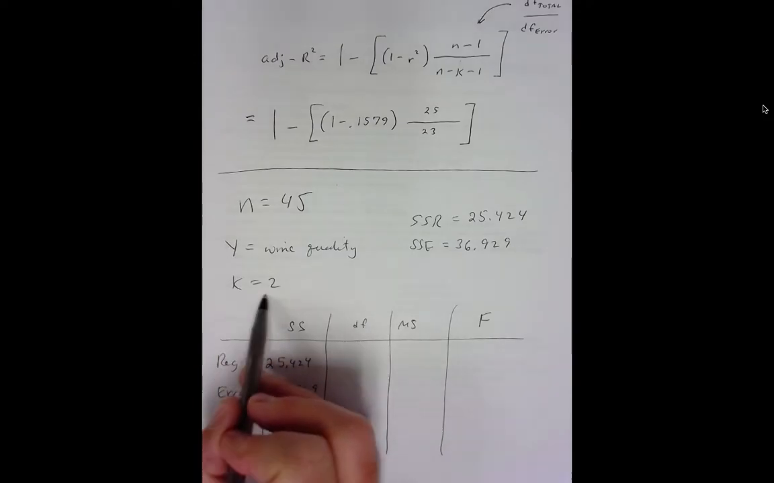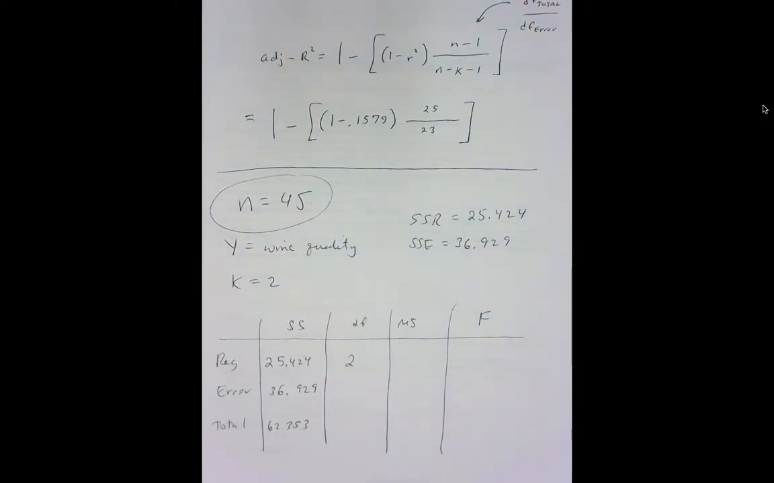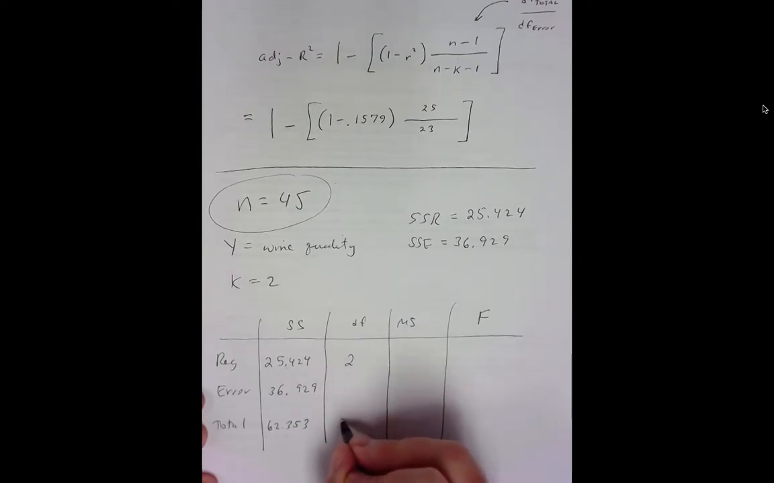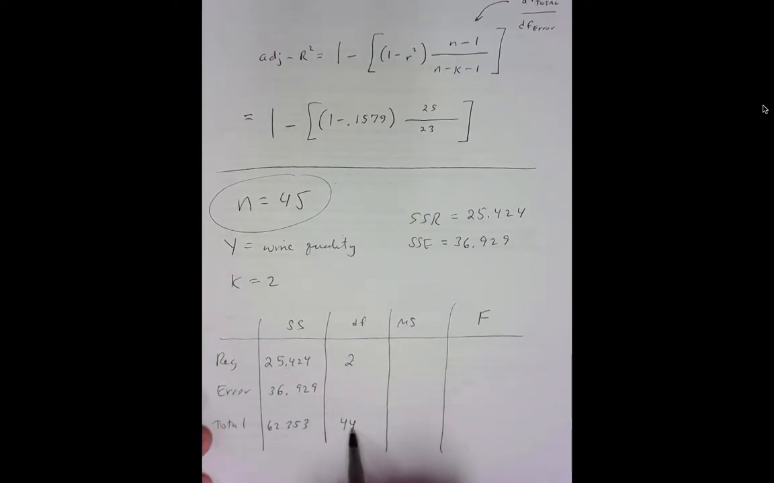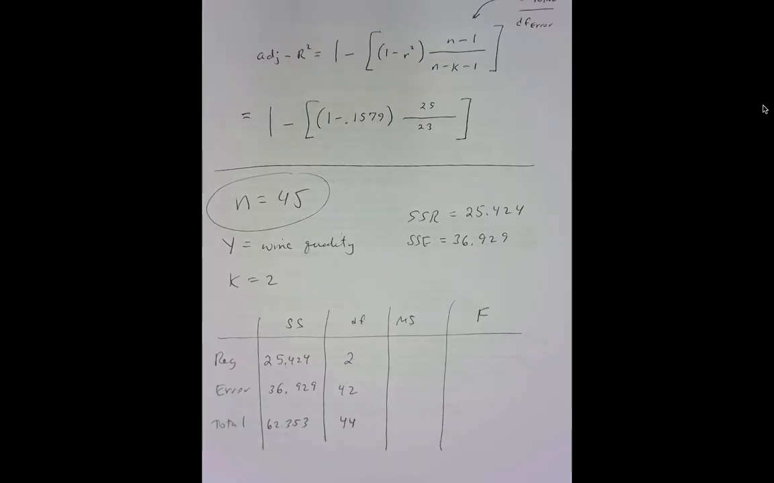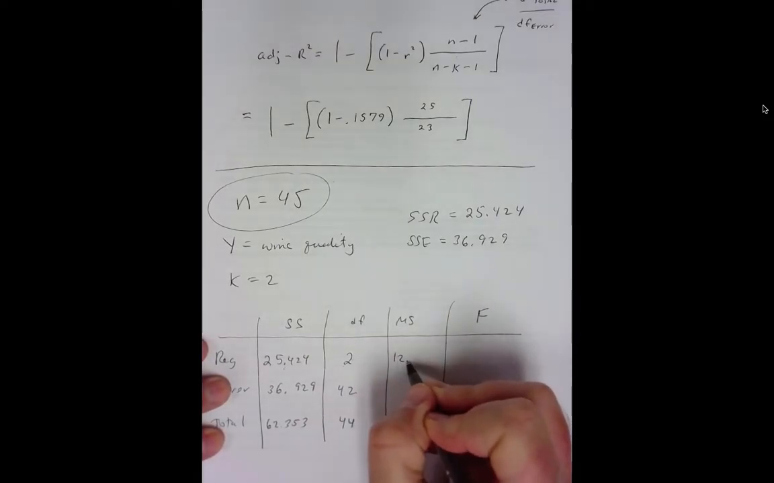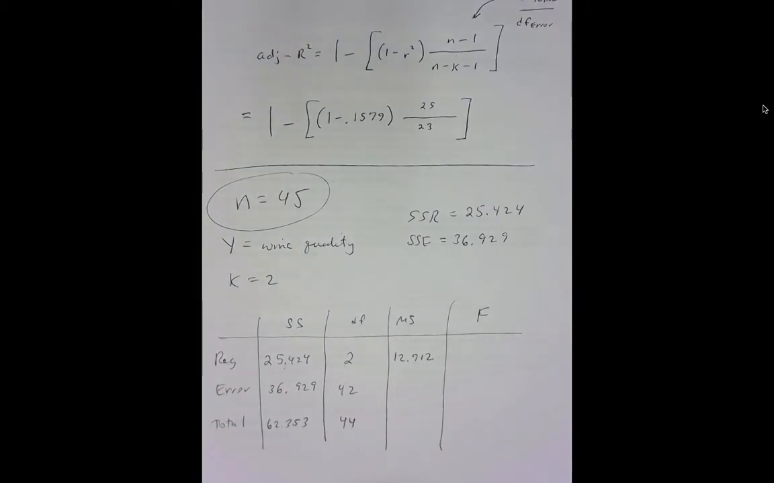All right, so next we've got two predictors, so the degrees of freedom for the regression are 2. We have a sample size of 45, so I know the total degrees of freedom is 1 minus that. And I know these two things have to add up to 44. This number plus this number has to add up to 44, so that has to be 42. Now, to find the mean square, I take 25.424 divided by 2, which is 12.712. And I take 36.929 and divide it by 42. So I get 0.8793.